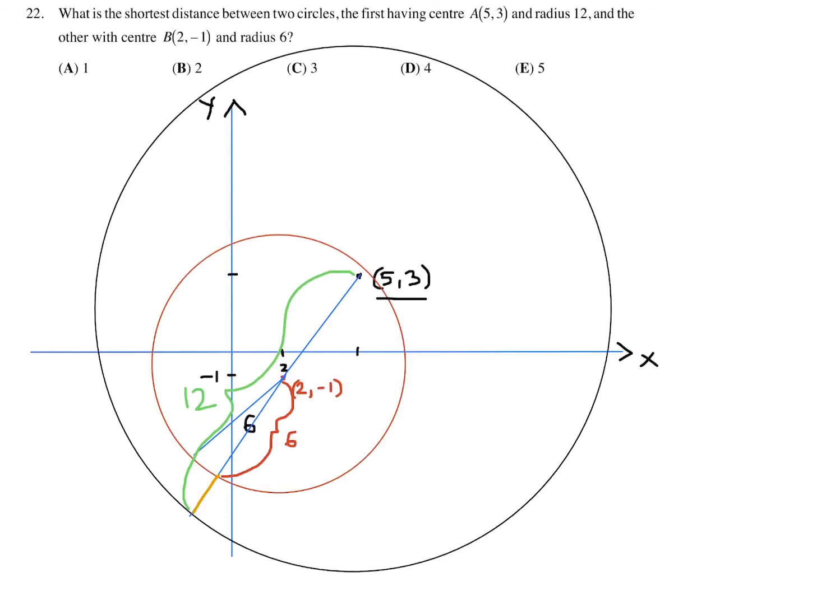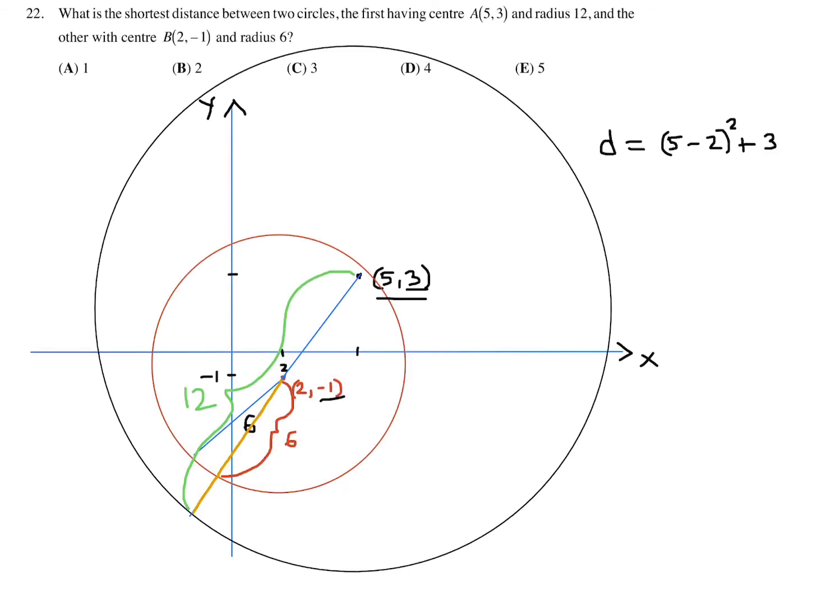Now, how do we figure that out? Well, we know that from here to here is 6. If we can somehow figure out from there to there, we can subtract all that from 12. And the good news is we can. We can find the distance from here to here. How? The distance between those 2 points. So that's where the distance formula comes in. Distance between 2 points, 5 minus 2, right? This 5 and that 2, all squared.